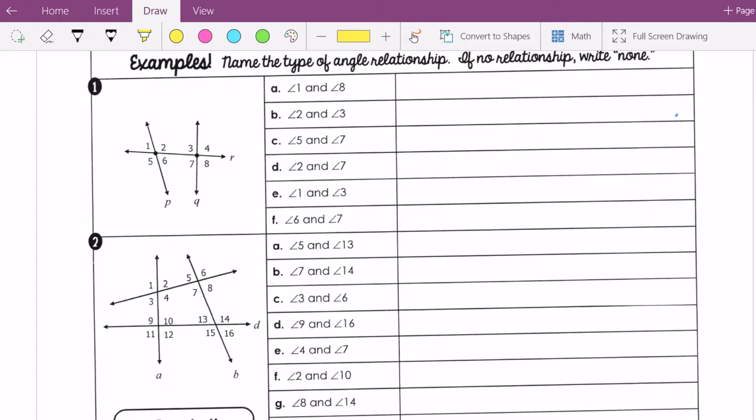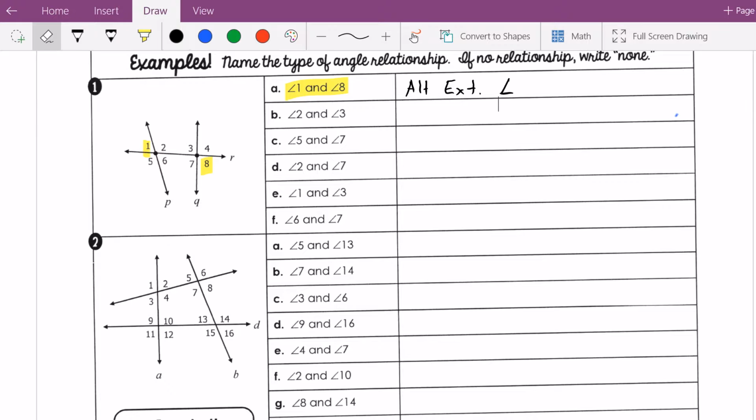For these examples, I want you to name the angle relationship. If there is none, you will put no, or none. Alright, so first off, we've got 1 and 8. The transversal is R. 1's on the outside, 8's on the outside. They're both on the outside. 1's on top, 8's on bottom, so they're on opposite sides of the transversal. So if they're on the outside, opposite sides, that is alternate exterior angles. And I'm abbreviating it, it makes it a lot easier than having to write it out. Alt X angle.